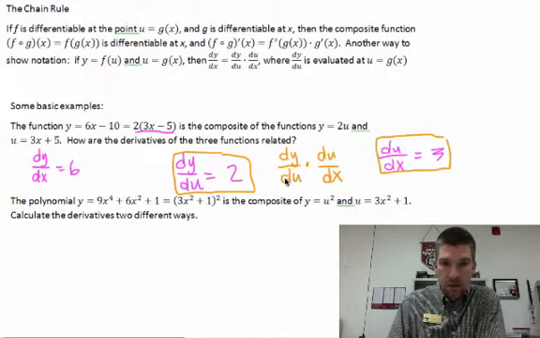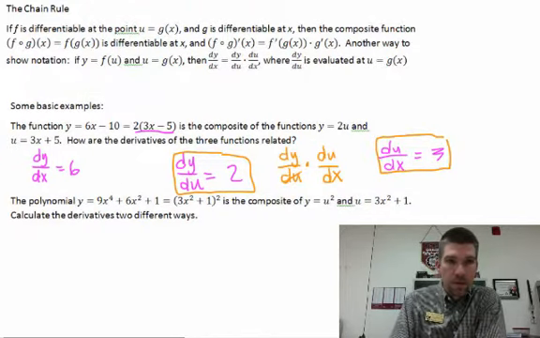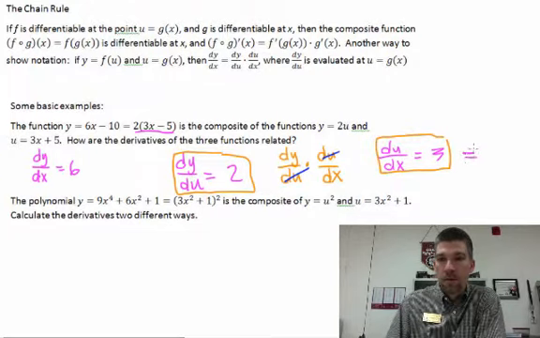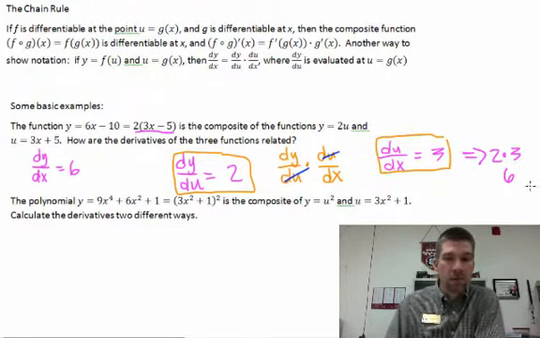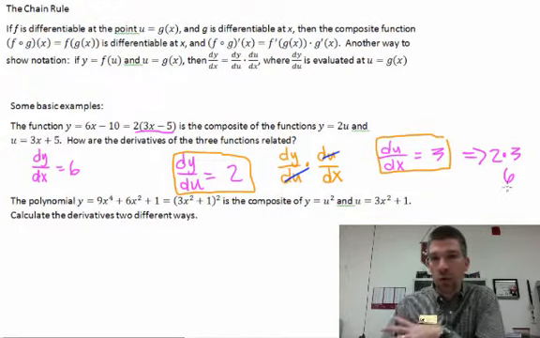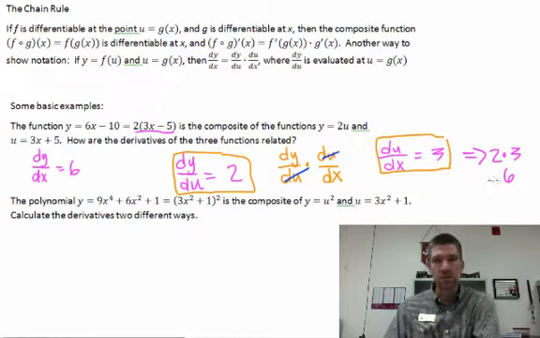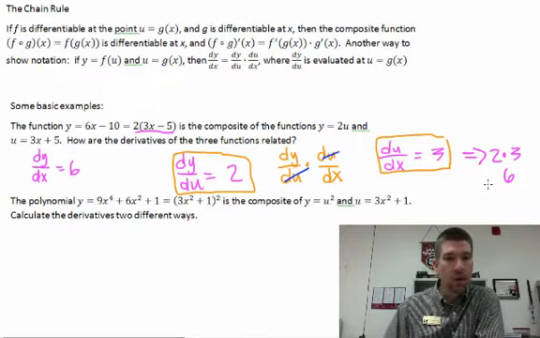Now let's play this game. What cancels here? The du's cancel, and I'm left with dy/dx. So when I multiply those two things, I end up with 2 times 3, which is 6, and that's what we got as our original derivative. So that's a chain rule-y looking thing. It's a little awkward looking, and it may be a little confusing at first, but hang in there. We're going to get this figured out.